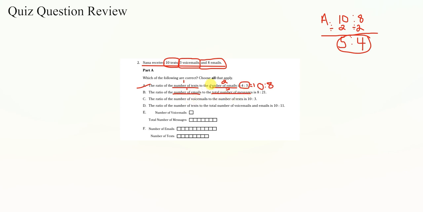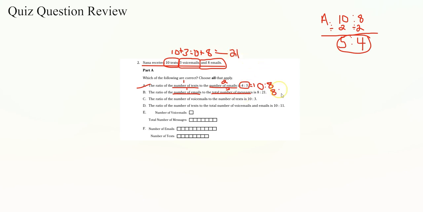So what is the number of emails? The number of emails is 8. And the total number of messages. So I need to add up all these messages: 10 texts, 3 voicemails, and 8 emails. So 10 plus 3. Let's write this up here so you can see what I'm doing. 10 plus 3 equals 13. Okay, sorry about that. Then 13 plus 8, and that's going to equal 21. That's a sloppy 2. Make that 21.